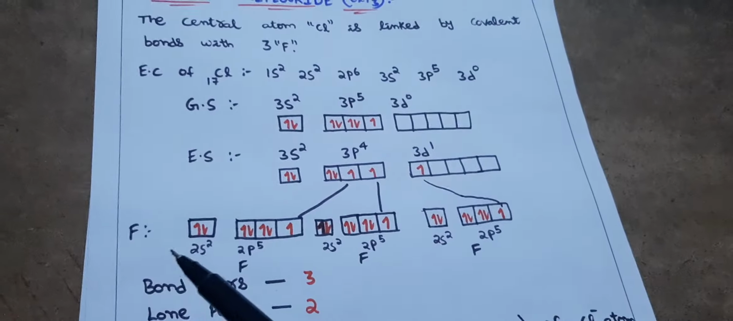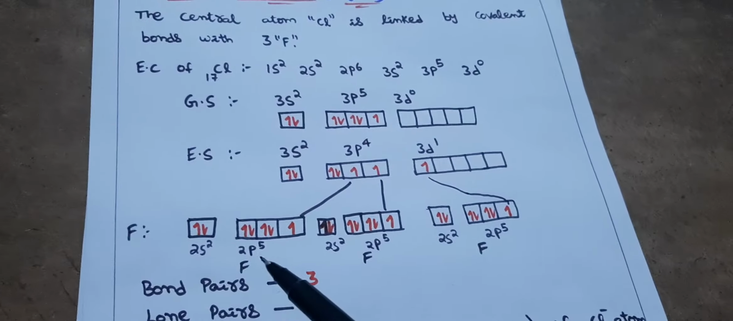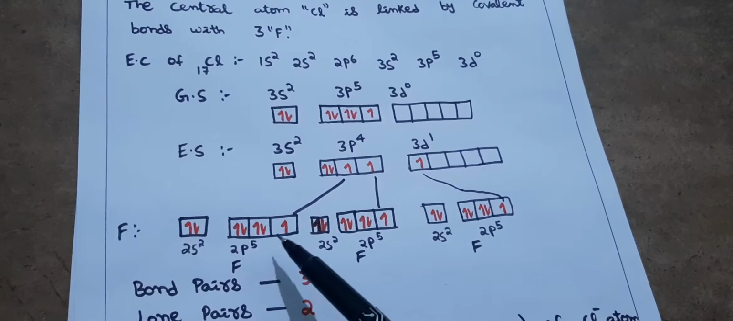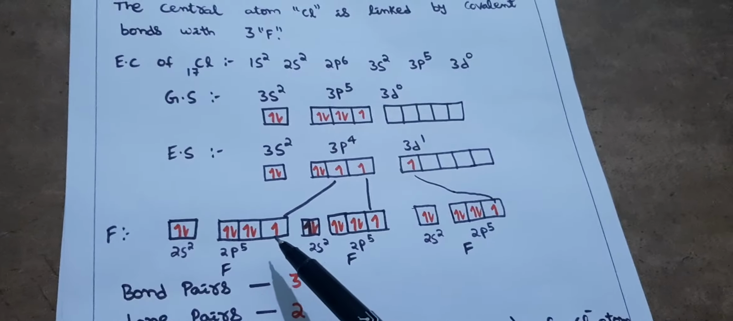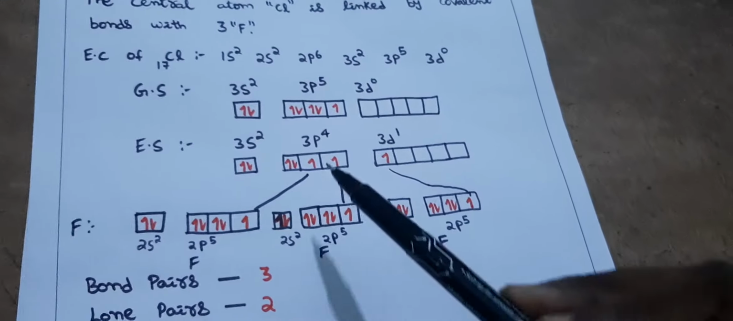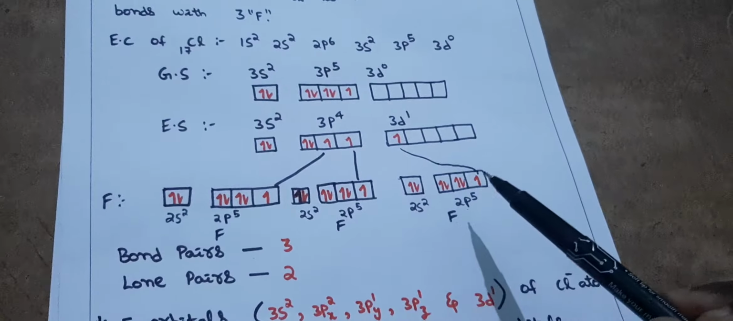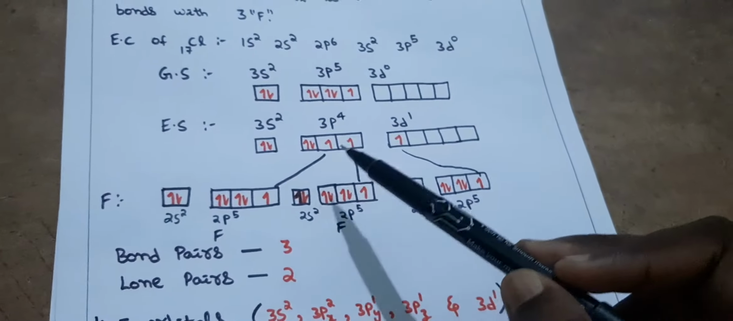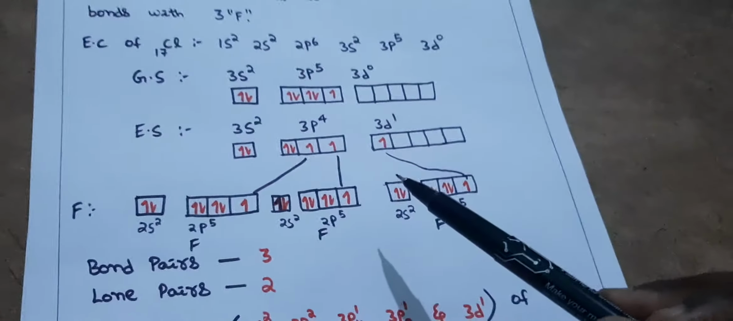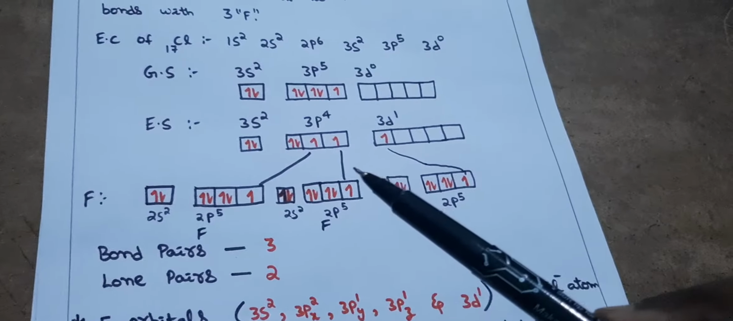So look, the fluorine configuration is 1s2, 2s2, 2p5. The outer shell is 2s2, 2p5. In this, every fluorine outer orbital has 1 valence electron, 1 unpaired electron. See, these are 3 fluorines. The unpaired electrons of chlorine bind with 3 fluorines. So here, it is bonding with 3 fluorines now. These are bond pairs. So we have 3 bond pairs in ClF3, chlorine trifluoride, and lone pairs.